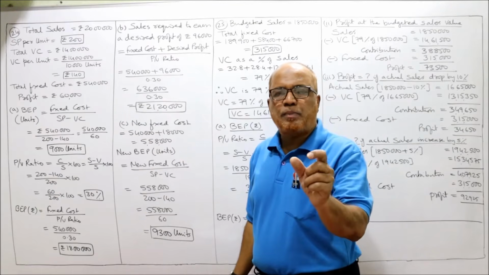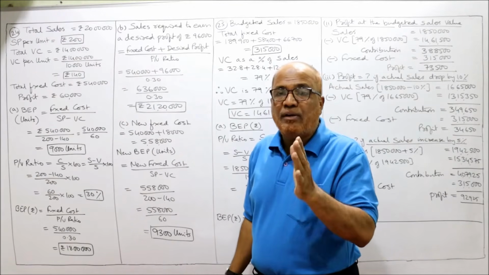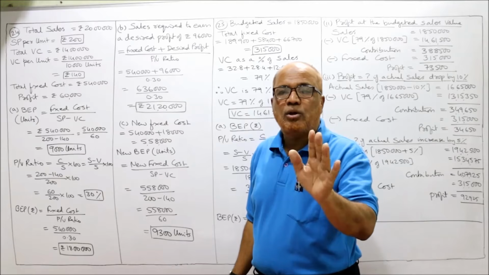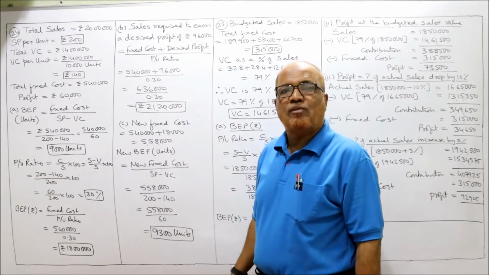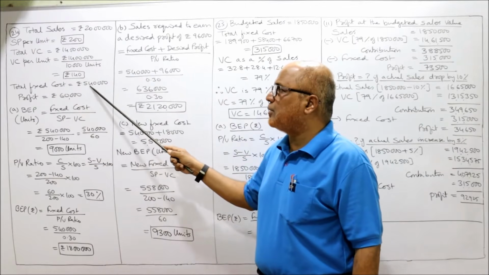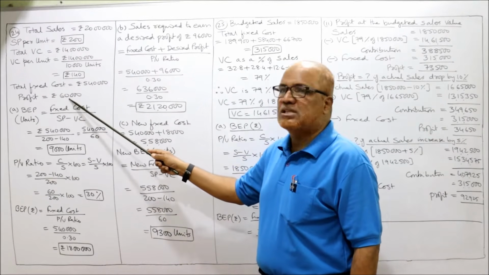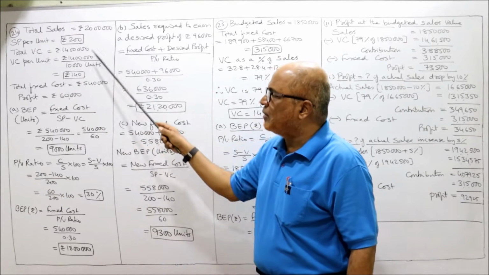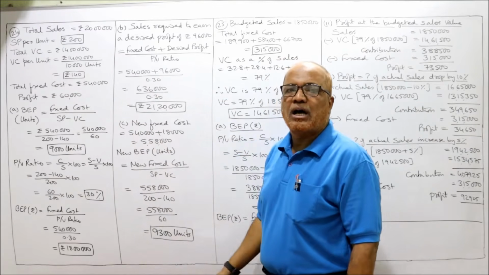The selling price per unit 200 rupees is given in the problem. But variable cost per unit is not given. Total variable cost is given, so we have calculated variable cost per unit 140. Total fixed cost given in the problem 5,40,000. Profit 60,000. This is the information given in the problem. Now we'll attempt the questions.